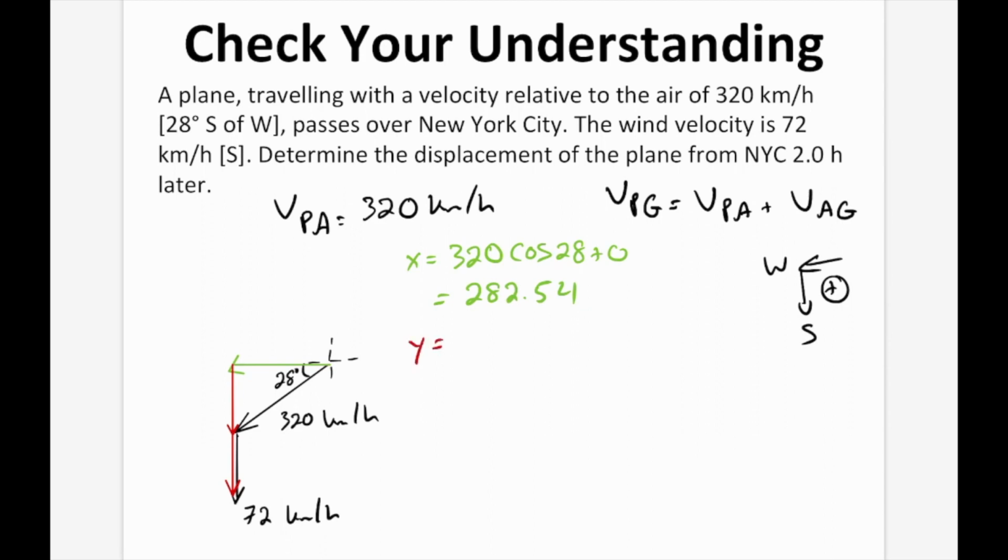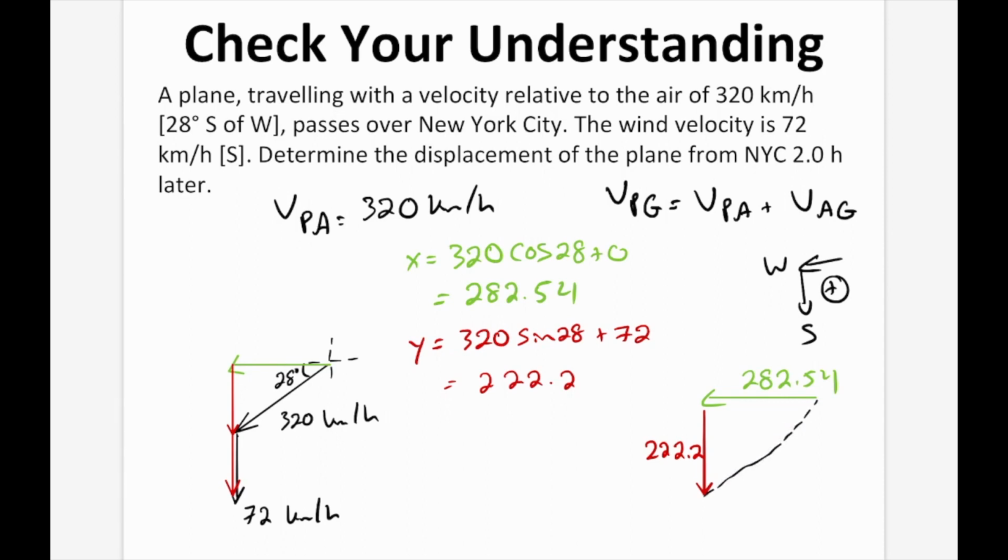Then we're going to take a look at our y components. They're both going down, so they're both going to be positive. We're going to have 320. It's opposite, so we're going to say sine 28 plus 72. So 320 sine 28 plus 72 equals 222.2. So now we're going to draw our triangle. We're going to go left and down. So we'll go left 282.54, and we're going to go down 222.2. On the hypotenuse, that's going to be our velocity of the plane relative to the ground.